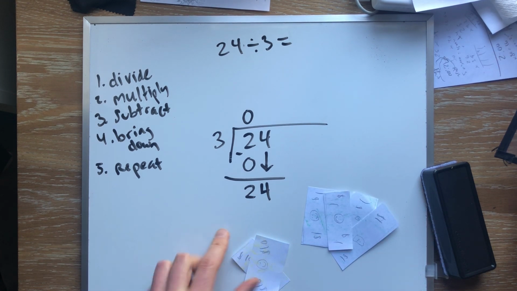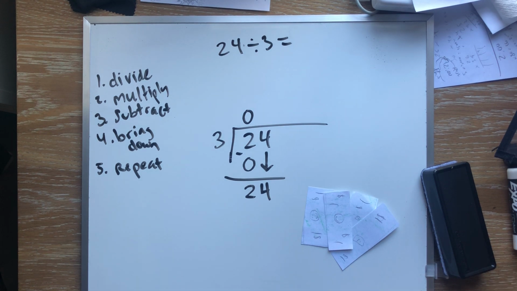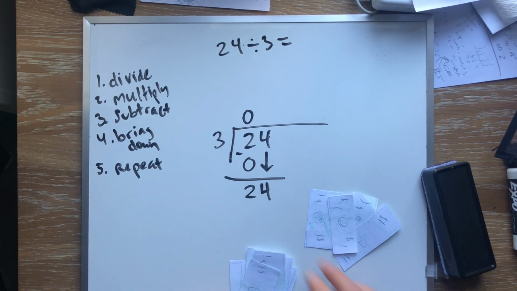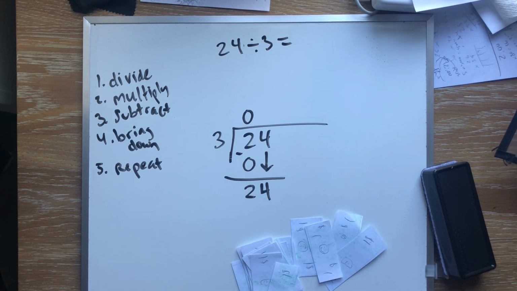But I'm looking at my 1s now. So I trade these in for 1s. And now I've got 24 1s. I'm looking at my 1s. I think this is going to be 24. So now I can answer for the 1s. How many 1s does each person get? Each person got 0 10s, but how many 1s do they get?